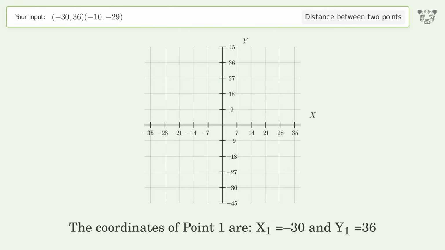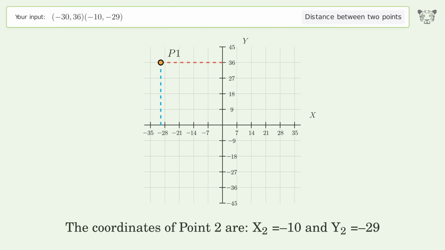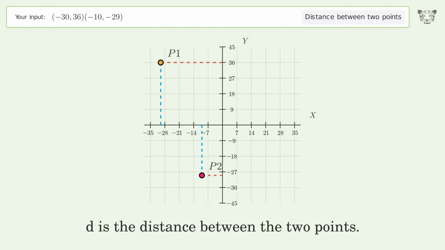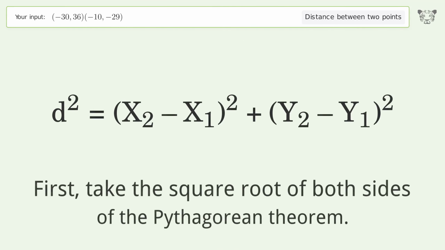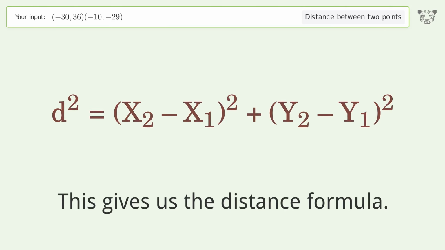The coordinates of point 1 are x1 equals -30 and y1 equals 36. The coordinates of point 2 are x2 equals -10 and y2 equals -29. D is the distance between the 2 points. First, take the square root of both sides of the Pythagorean theorem. This gives us the distance formula.